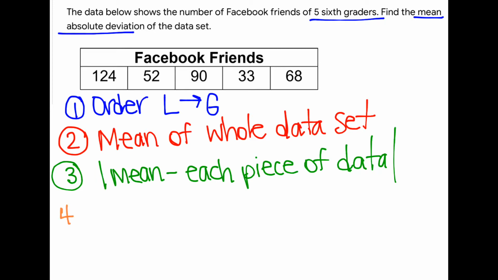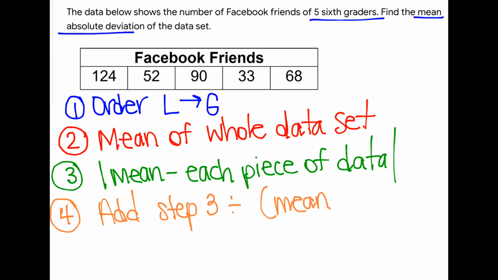The 4th thing you need to do is add up step 3, and divide. So basically you're finding the mean of step 3. And that will give you your mean absolute deviation.